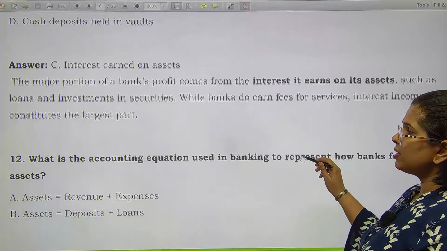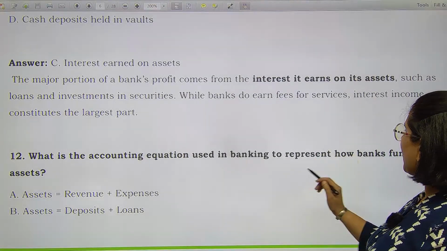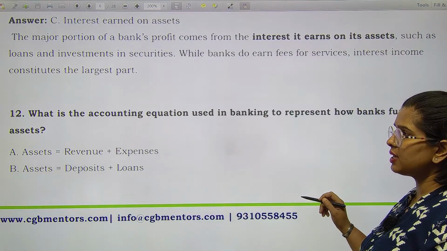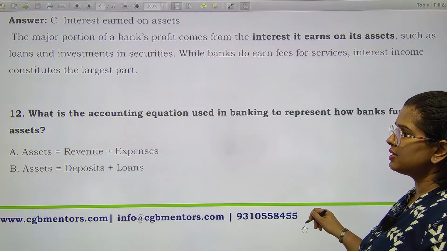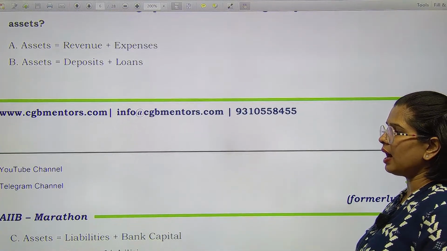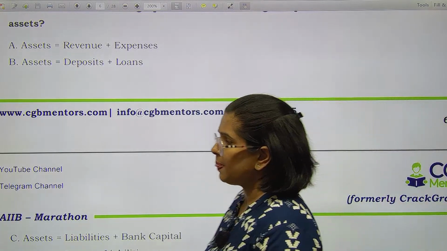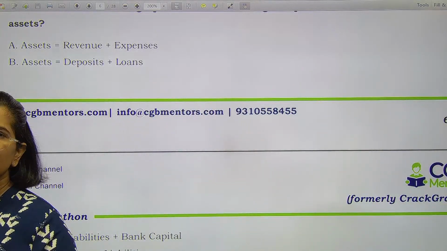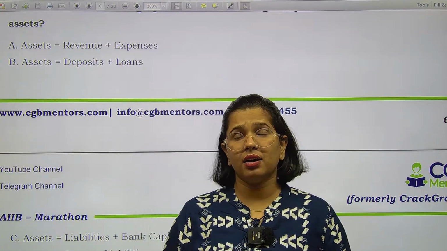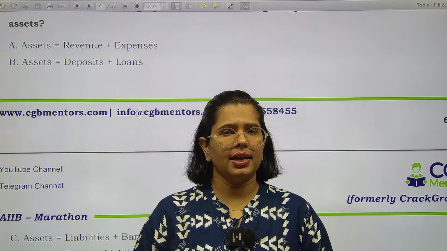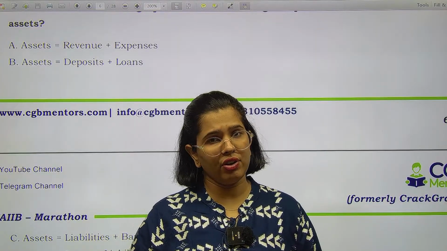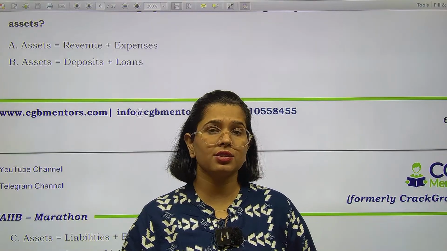Then we have: what is the accounting equation used in banking to represent how banks fund their assets? Asset is equal to revenue plus expense. Asset is equal to deposits plus loans. Asset is equal to liabilities plus capital. Asset is equal to loans minus liabilities. See, the banking business is not very different from the kinds of business that we see near us, right? It's not a very different business. So the accounting equation which is relevant everywhere is also relevant in the banking business too, right?